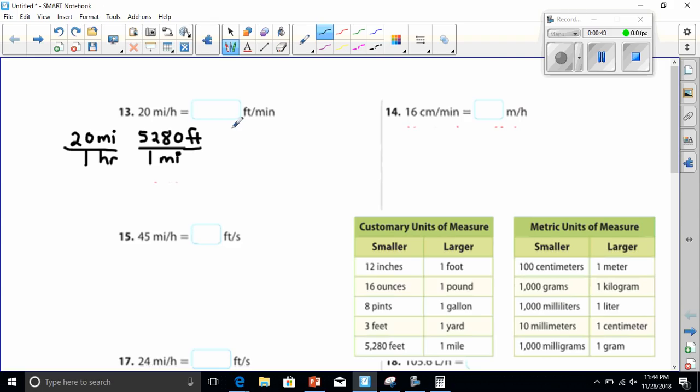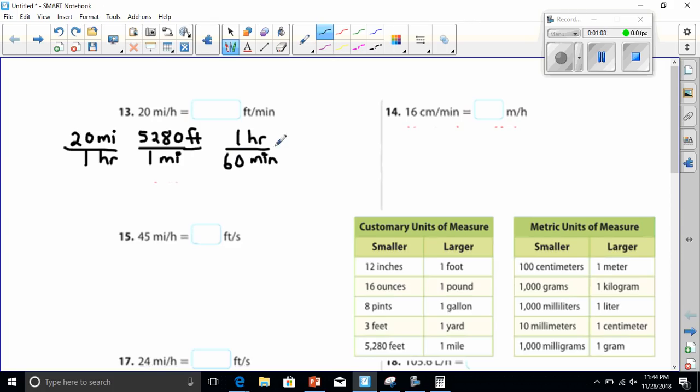Now, next we have to get rid of hours because we're converting to minutes. So we know there is, in 1 hour, there's 60 minutes. Let's go ahead and make a minor correction here. 60 minutes.